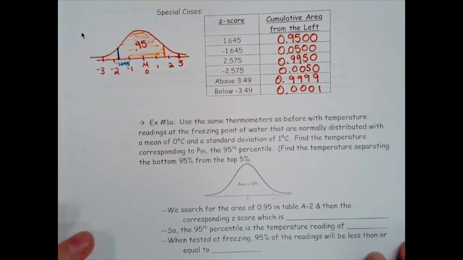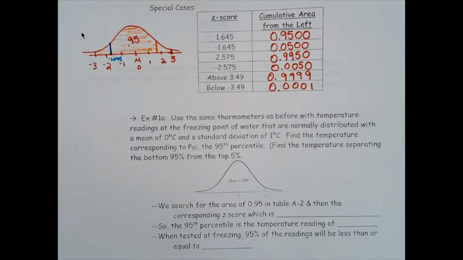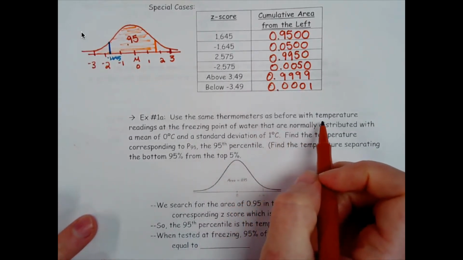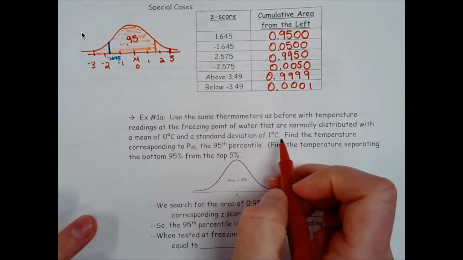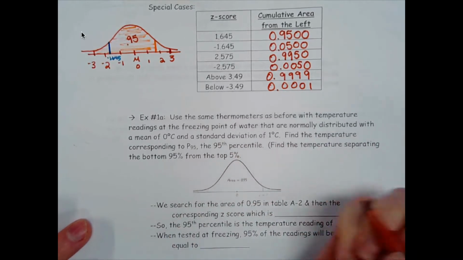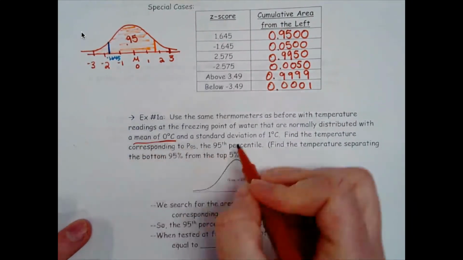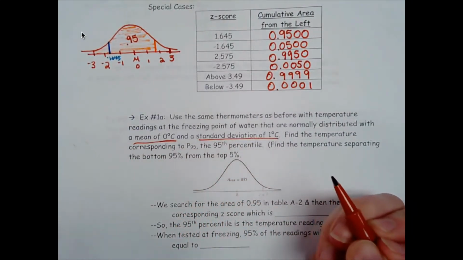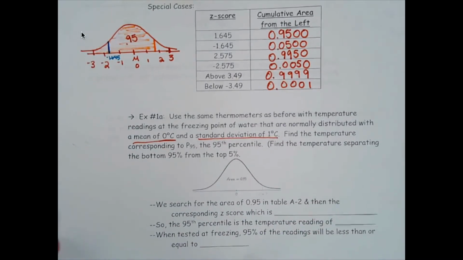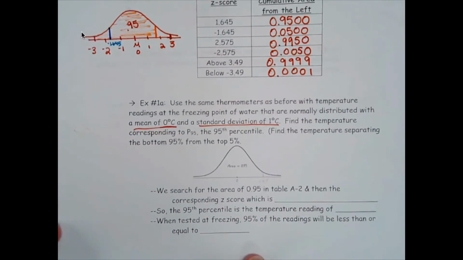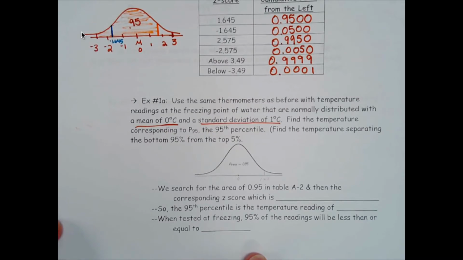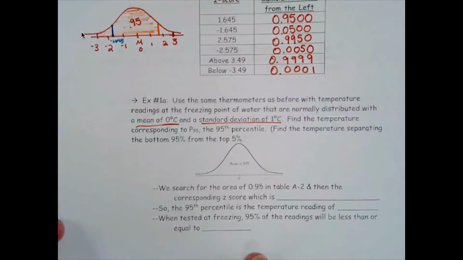So let's look at the example. It says use the same thermometers as before with temperature readings at freezing point of water that are normally distributed at a mean of 0, standard deviation of 1. So that's our normal symmetrical distribution. Find the temperature corresponding to P95, the 95th percentile. Find the temperature separating the bottom 95 from the top 5.